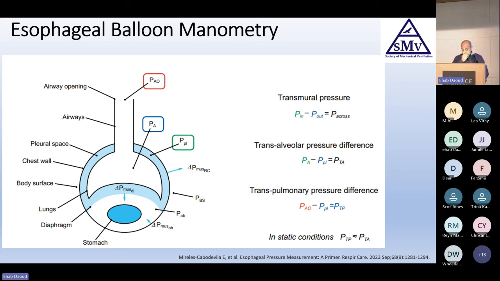Now, most of the articles and the books and everything describe it as transpulmonary pressure. I even say always transpulmonary pressure, whether end inspiratory or end expiratory. The idea is just to not cause confusion. When you are doing the pauses, inspiratory pause or expiratory pause, that's a static way. So the transalveolar pressure will be equal to the transpulmonary pressure.